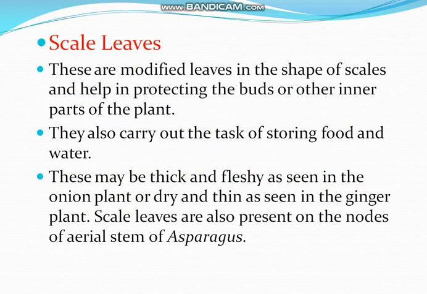And next one, leaves modified into scale leaves. These are modified leaves in the shape of scales and help in protecting the buds or other inner parts of the plant, and they also carry out the task of storing food and water. This may be thick and fleshy as seen in the onion plant, or dry and thin as seen in the ginger plant. The scale leaves are also present on the nodes of aerial stems of asparagus.